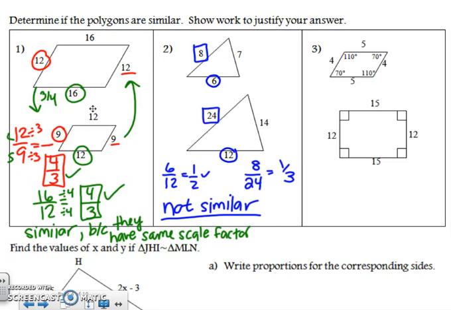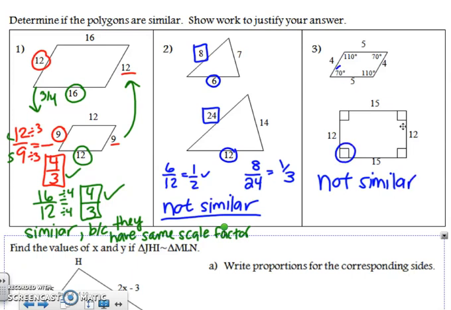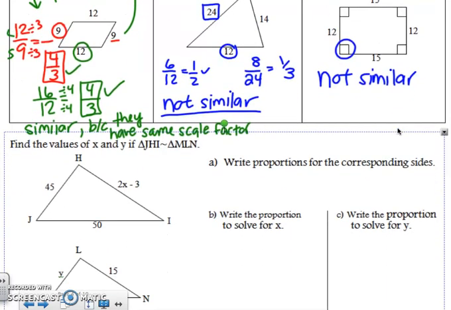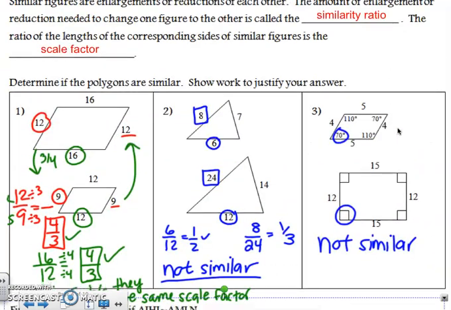Okay, they've got to have the same ratio or proportion. And then lastly, number 3, you can just look at that and say they're not similar because they're not the same shape. Okay, you got to have the exact same shape for it to be similar. Okay, all right. So that's how you check if something is similar.